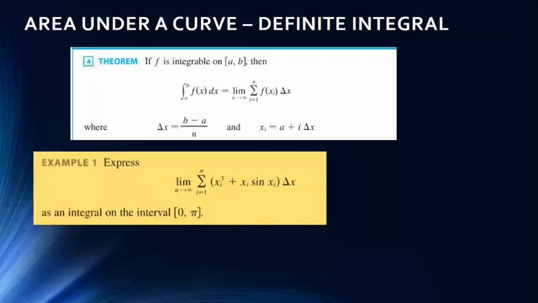So this first thing is just asking us to rewrite this as an integral on the interval from 0 to pi. So this is asking us to take the right side of the equation here, written as a Riemann sum, and rewrite it as an integral. Notice the integral is going from 0 to pi, so these are our limits on our integral sign. What is the function of x? Our function is x cubed plus x sine x. And then instead of delta x, we have dx.